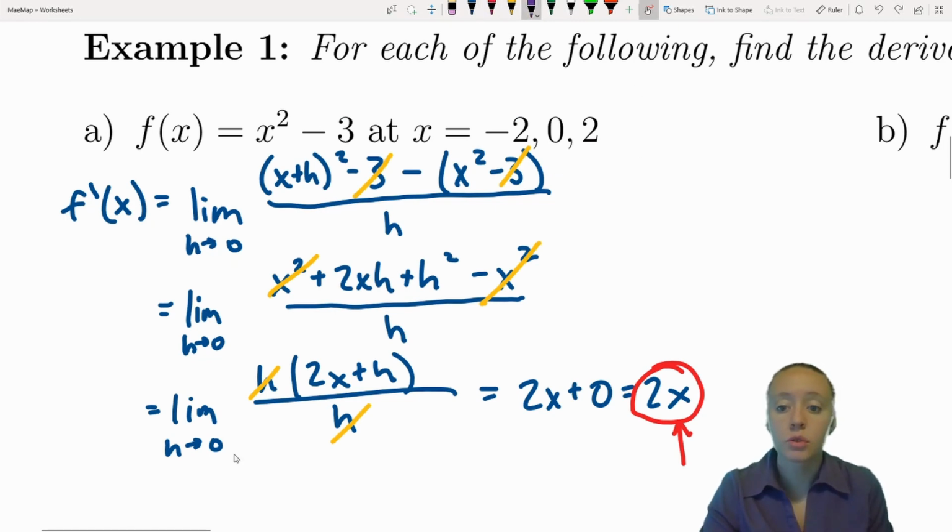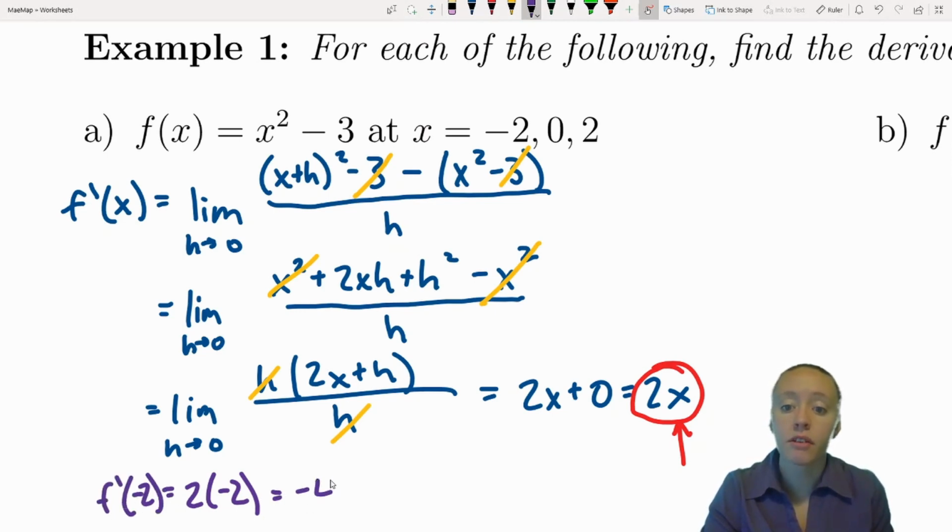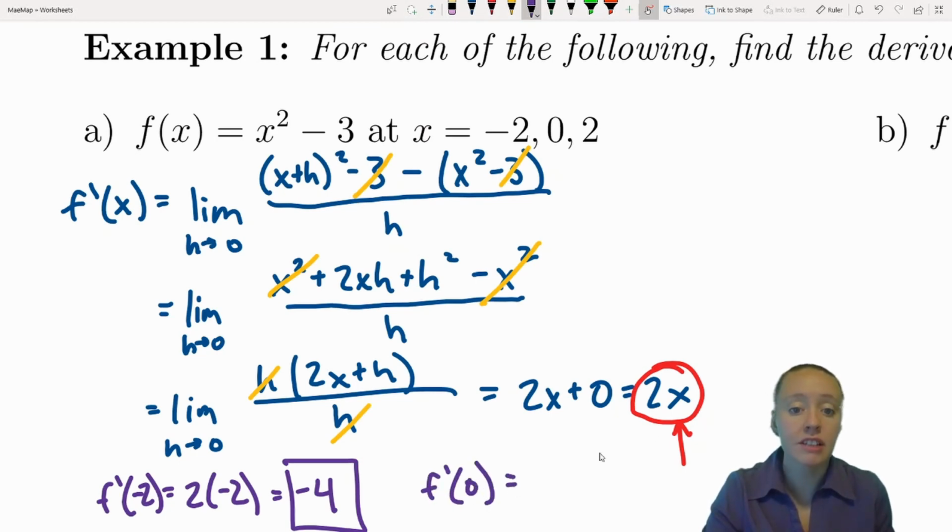So we'll have 2 times -2, that's going to be f prime of -2. 2 times -2 gives me a -4. So we get -4 when x is equal to -2. What about 0? F prime of 0, plugging 0 right on in for x, we're going to get 2 times 0, which gives us 0.